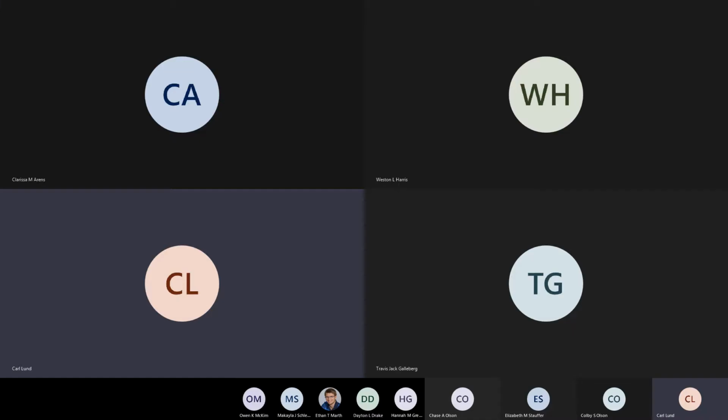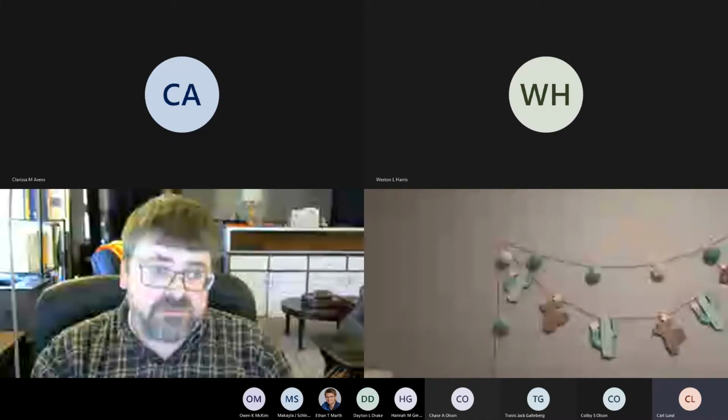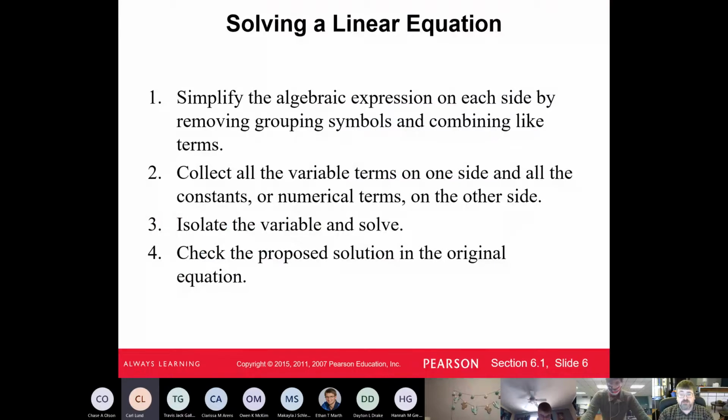To just review the steps. When you're solving a linear equation, the first thing you want to do is to simplify the expression on either side of the equal sign. We do this by removing grouping symbols. Remember that fractions are grouping symbols. The fraction bar is a grouping symbol.